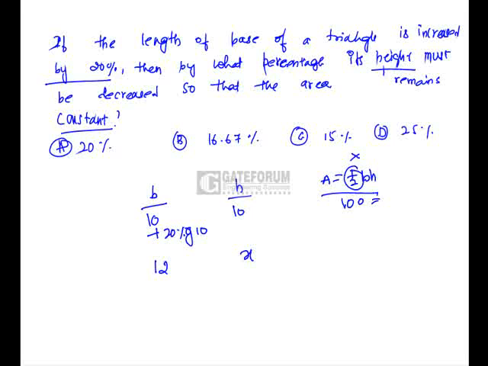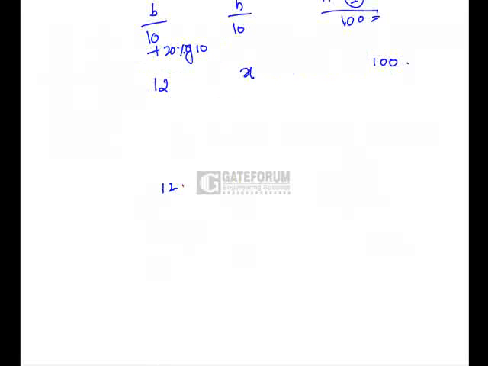We have to find the value of x such that the area will be constant. Again, it must be 100. Now 12 into x will be equal to 100. So x is nothing but 100 by 12, which is equal to 8 1 by 3. So initially it was 10. Now it is 8 1 by 3.